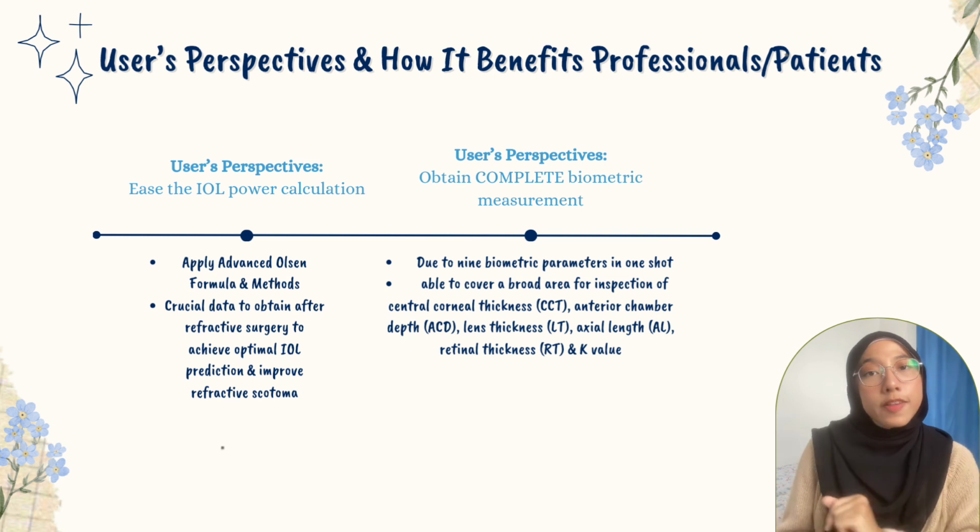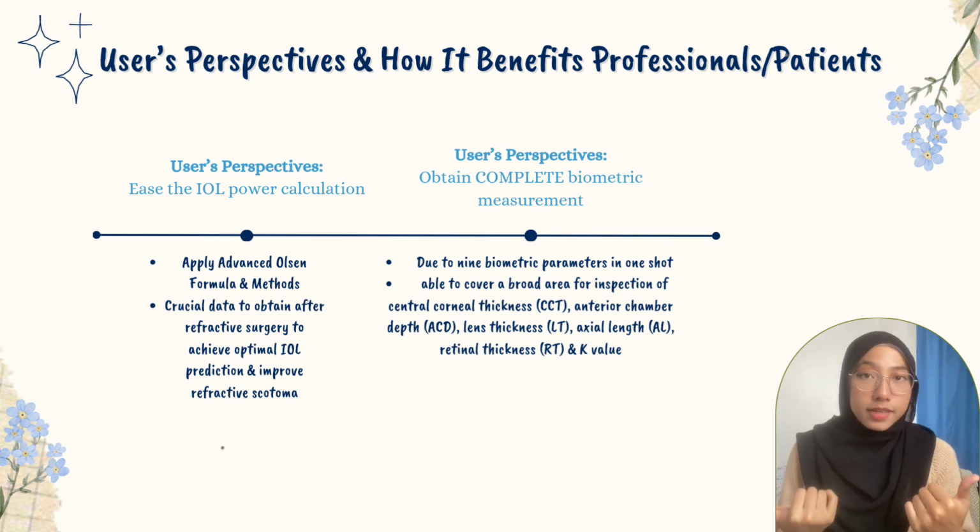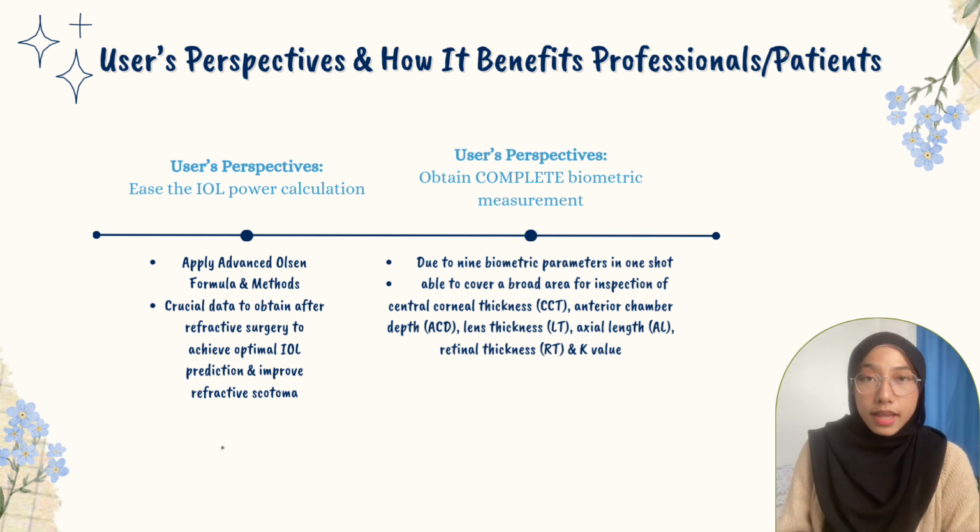For my last part, I will explain about the users' perspective and how Lenstar LS benefits either the patients or examiners. Based on the data collected, I got two users' perspectives about the Lenstar LS900. For the first one, Lenstar LS900 is used for IOL power calculation due to the advanced Olsen formula and methods. IOL power is crucial data to obtain after refractive surgery for further observation towards the progression of healing.